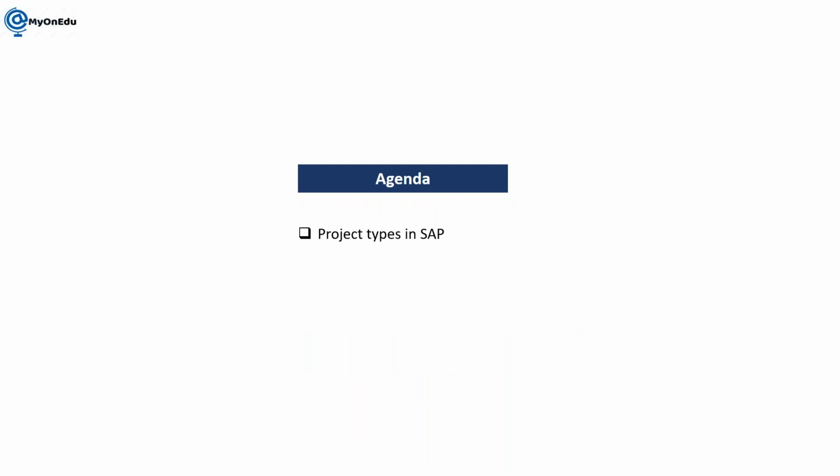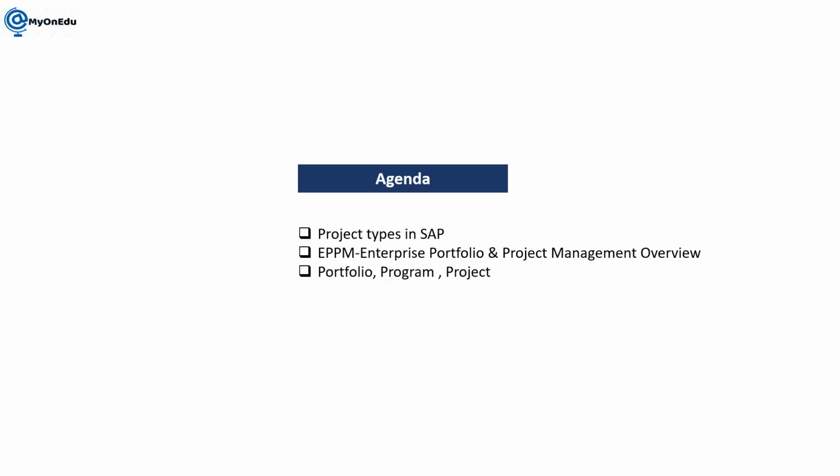So the agenda is to explain the project types in SAP and then explain the enterprise portfolio project management overview, and then what is a portfolio, what is a program, what is a project, and then I'll take up business cases and some basics of project and how to access SAP PS or investment management. So when we are going to use SAP, how we can access SAP through different channels, through different ways like GUI, NetWeaver, or Fiori apps. So we'll discuss these things.